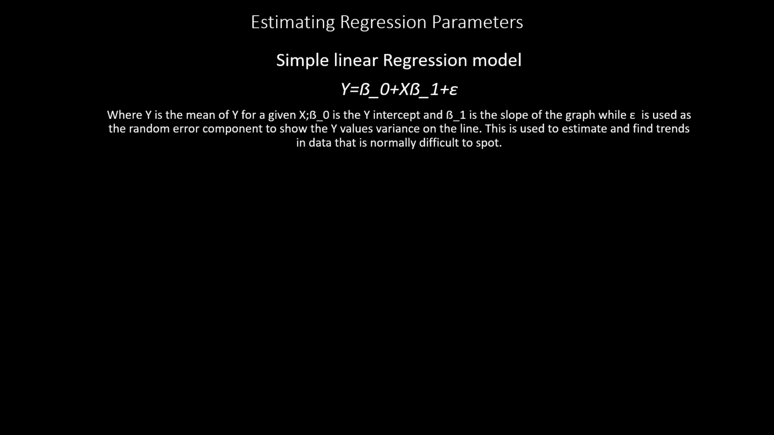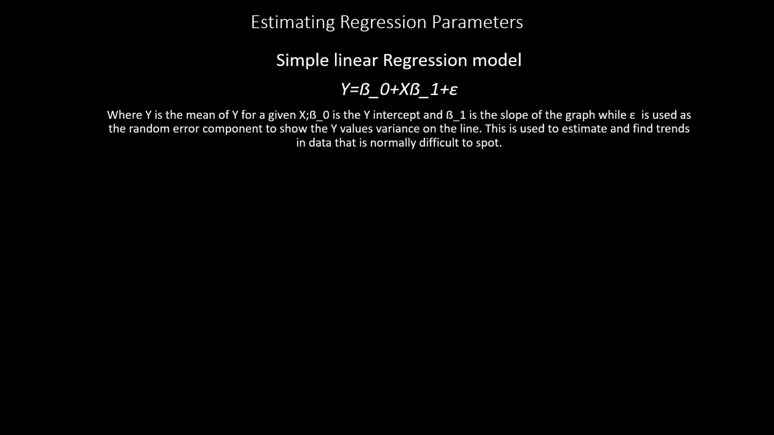Using the simple linear regression model, we are able to know what the parameters are for the data given as well as a line of best fit. The simple linear regression model of y, which is the mean of y, is equal to beta naught plus x times beta 1 plus e, being the variance of the line the y can vary. Beta naught and beta 1 are the parameters, where beta naught is the y-intercept and beta 1 is the slope.